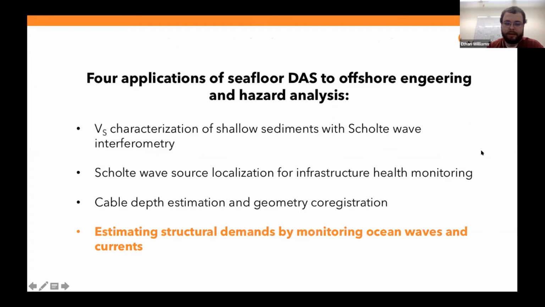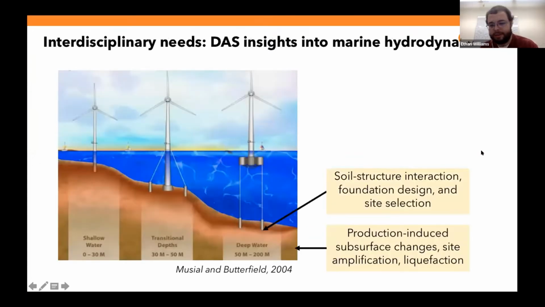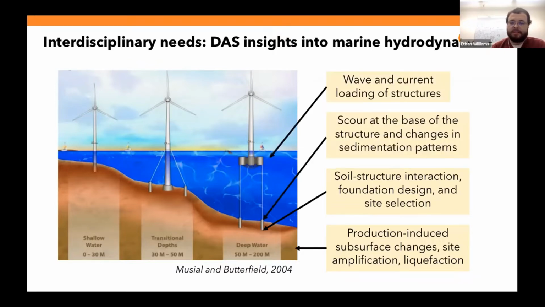And just finally, wrapping up, there's actually a lot of potential insight into marine hydrodynamics, which may be of interest. We've talked about characterizing VS and some infrastructure monitoring that may be useful for foundation design, site selection, site amplification, and PSHA. But also, of course, in this kind of holistic offshore engineering framework, you're also interested in constraining wave and current loading of structures, which can be quite hard to measure in situ without a dedicated buoy. And you're also interested in the kinds of currents that are involved in scour and changing sedimentation that could impact your structural health in the long term.